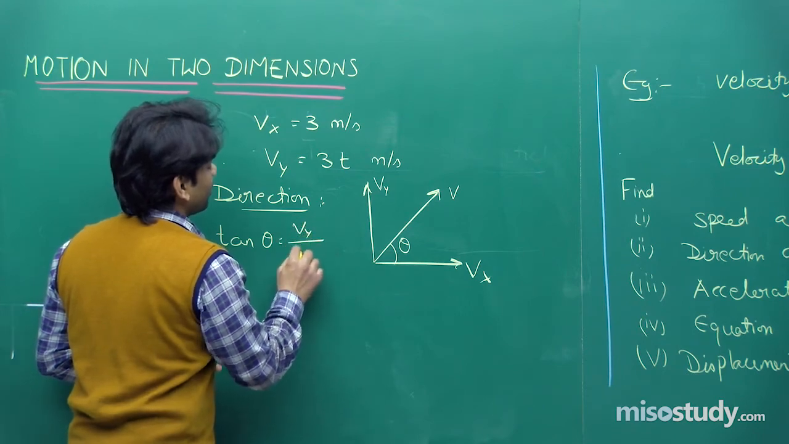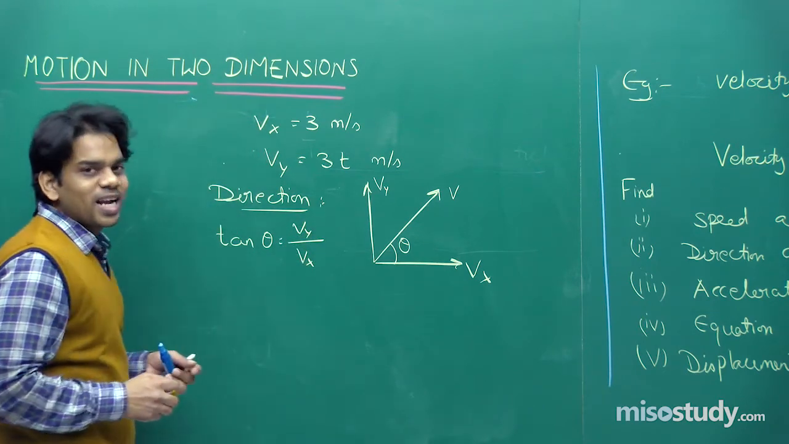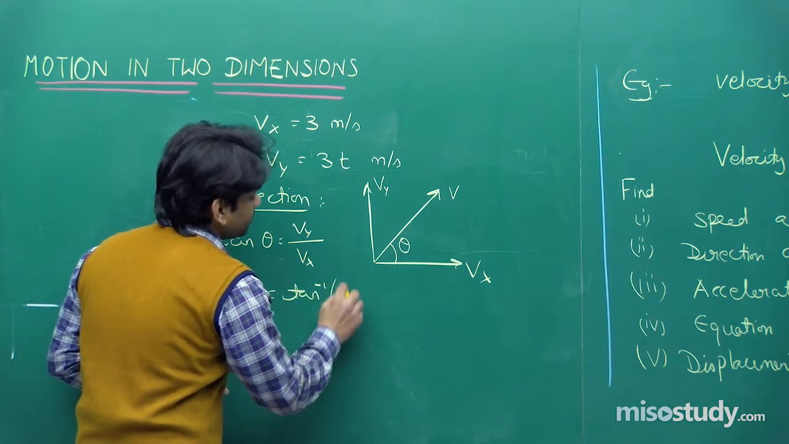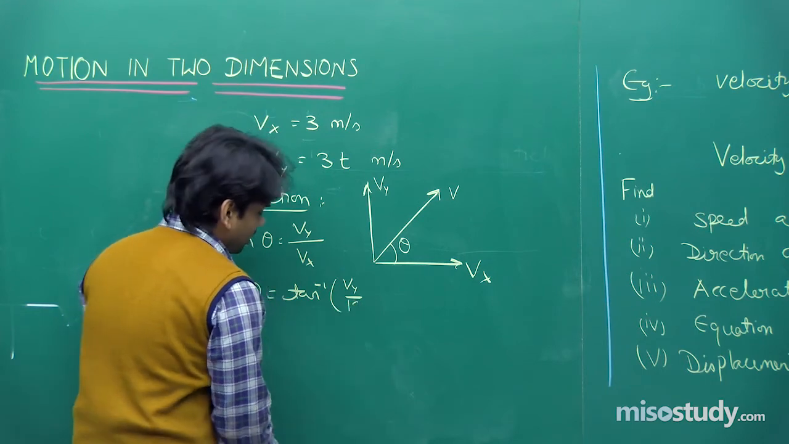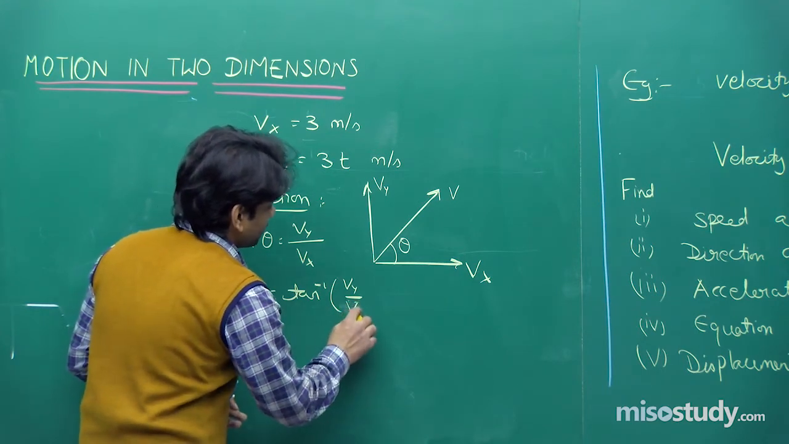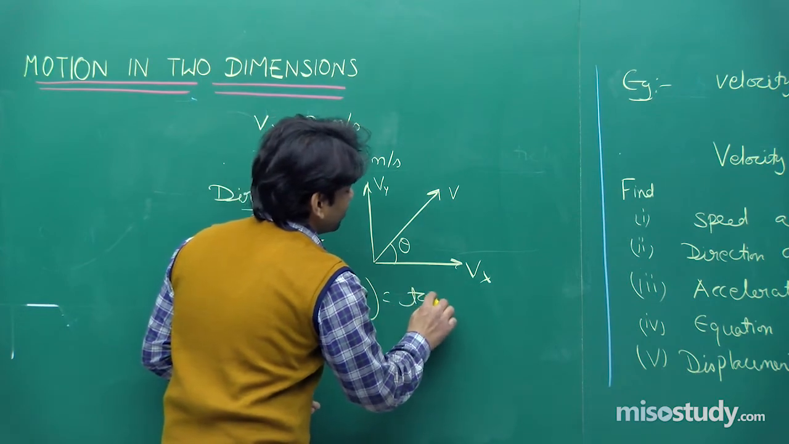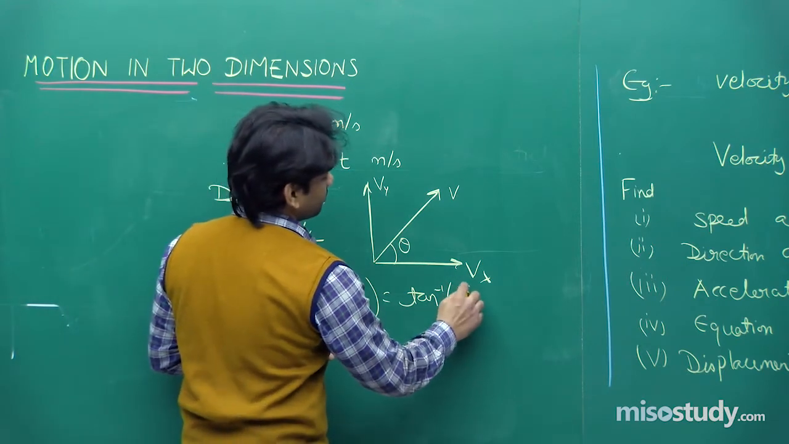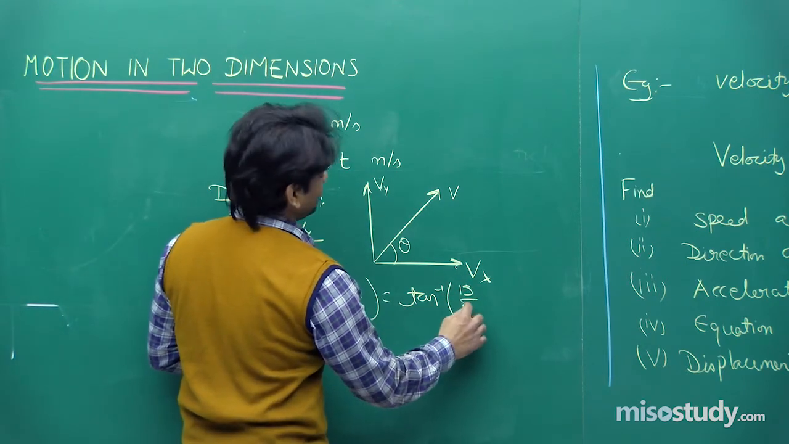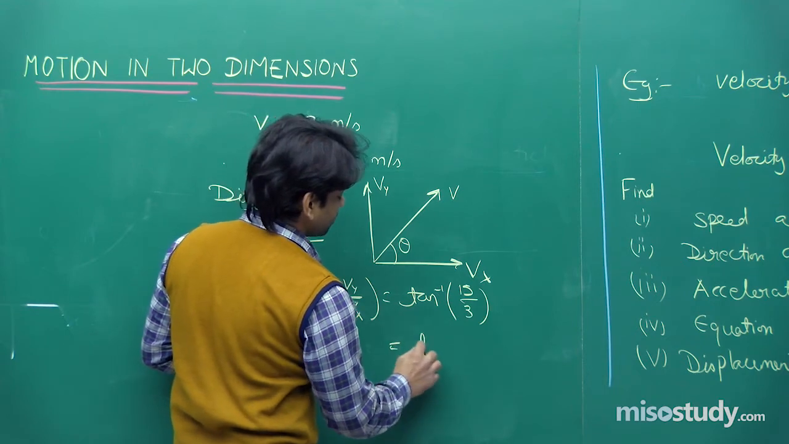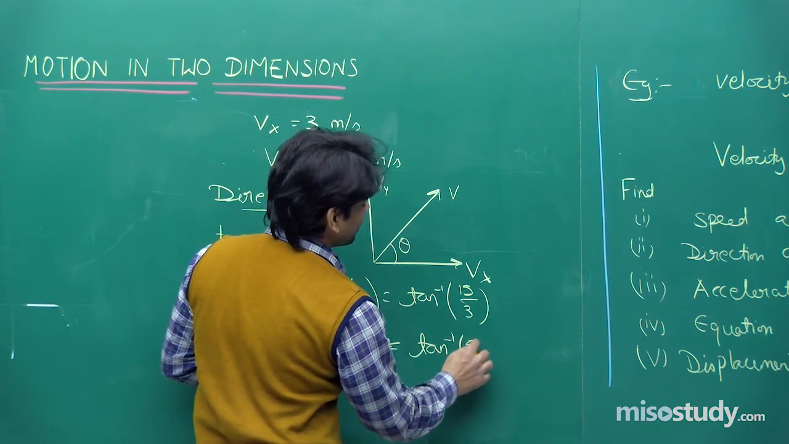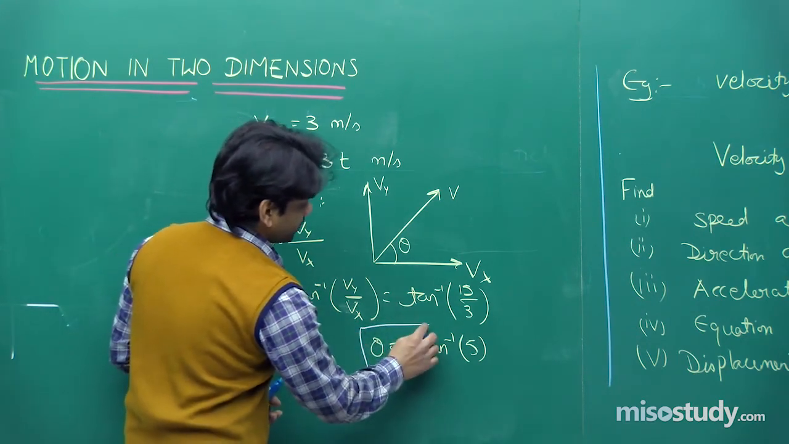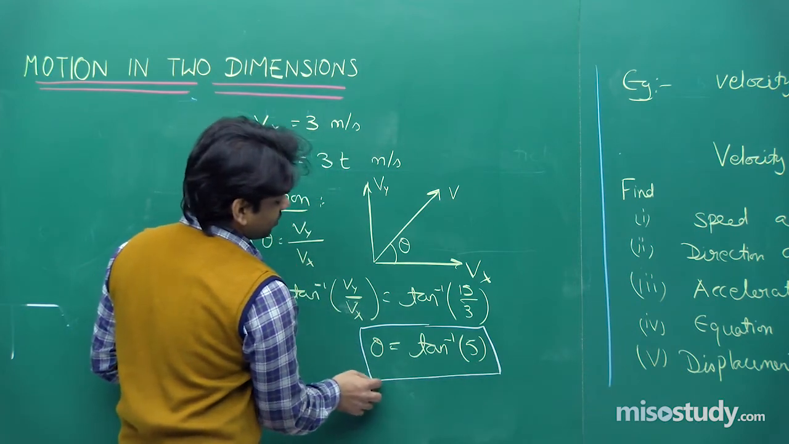So tan theta is equal to Vy by Vx, and from here theta is equal to tan inverse Vy by Vx. Substitute the values, you will obtain tan inverse Vy is 15, because 5 into 3 is 15, divided by 3, it will become tan inverse 5. So this is the direction along which the particle is trying to move. Theta we got as tan inverse 5.